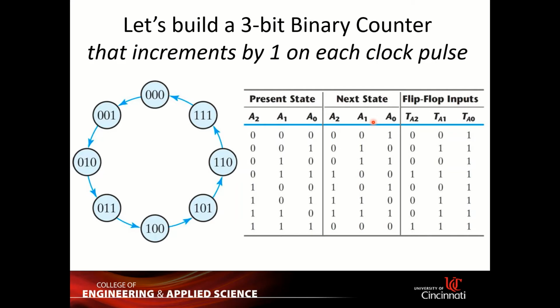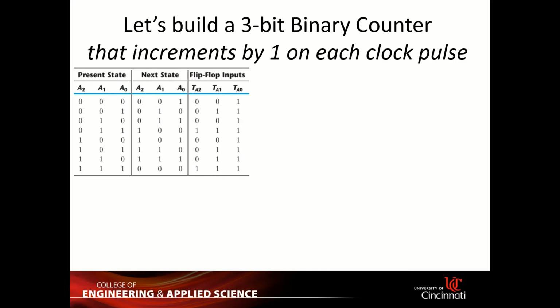Okay, so 1 is flip, 0 stay the same. So now you just have to compare the present state and the next state. You see that A0 flip, the other one stay. So you have this one to be 1, and so on. You just basically scan for which one flip and which one stay. So you fill out this table right here. Okay. So now you have your full table, present state, next state, and flip-flop input table.